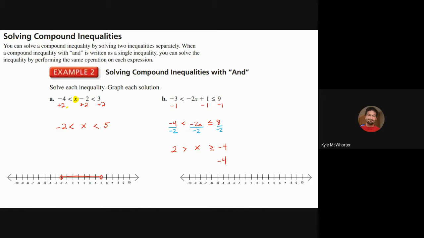And then our inequality signs need to keep pointing at the same thing. So this one's pointing at the -4, so -4 is less than or equal to x, less than 2. So this would be the solution written as a compound inequality. And then to graph it, we're going to do a solid circle at -4, an open circle at 2, and the graph goes between them because it's an in-between statement.